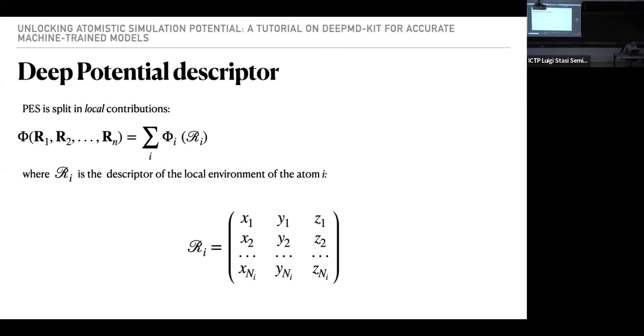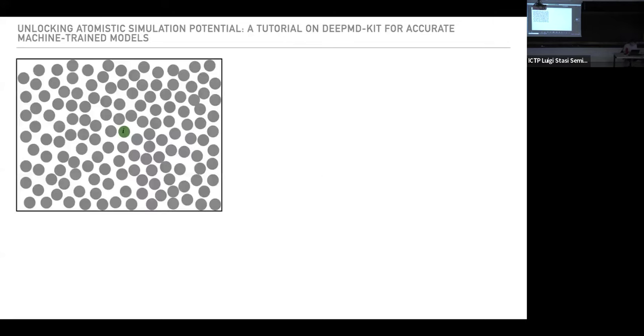Now, let's dig a bit deeper and introduce the descriptor, which is the main ingredient of all these kinds of techniques. We said that the potential energy surface can be split into local contributions, and these local contributions are functions of the local environment of each atom, represented here by R_i, the local descriptor of the atom I. We can at first write it as the matrix containing the positions of all the atoms inside this local environment. There will be a certain number of atoms, in this case N_i, and this matrix contains all the positions.